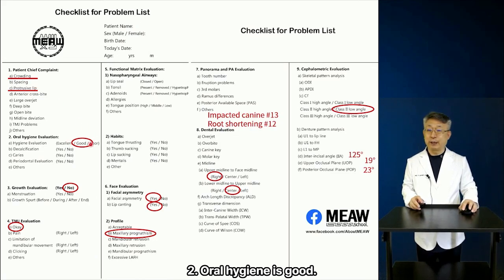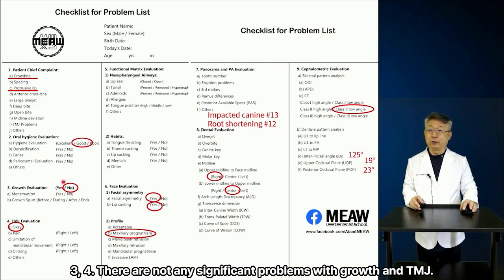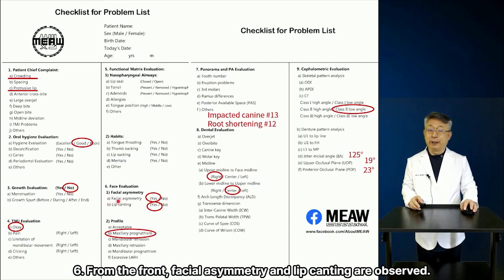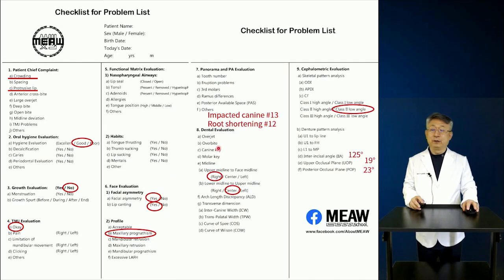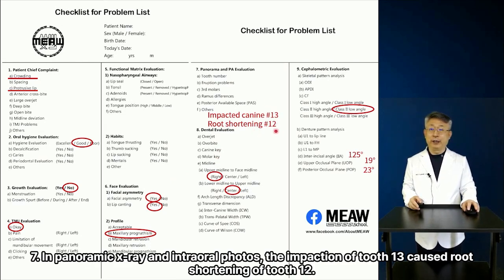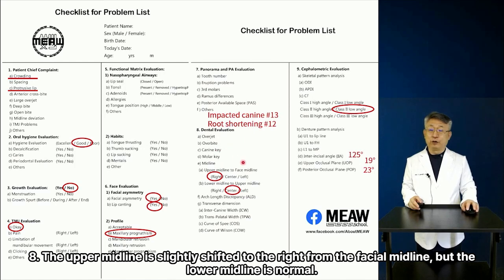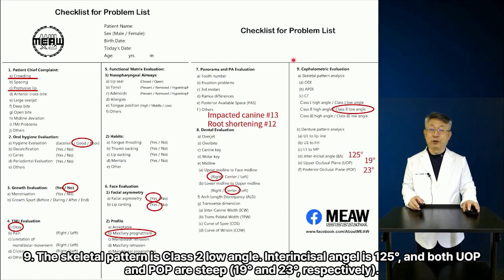2. Oral hygiene is good. 3, 4. There are not any significant problems with growth and TMJ. 6. From the front, facial asymmetry and lip canting are observed. From the profile, the maxilla is protruded, and the mandible is slightly retruded. 7. In panoramic X-ray and intraoral photos, the impaction of tooth 13 caused root shortening of tooth 12. 8. The upper midline is slightly shifted to the right from the facial midline, but the lower midline is normal. 9. The skeletal pattern is class 2 low angle. Interincisal angle is 125, and both UOP and POP are steep, 19 and 23 respectively.